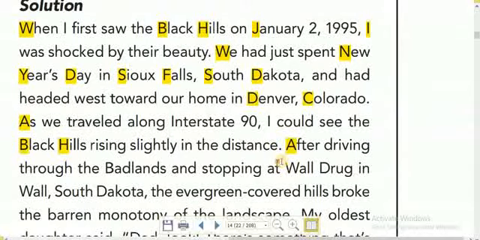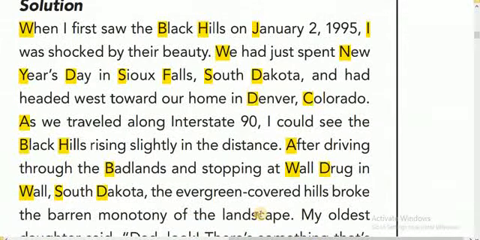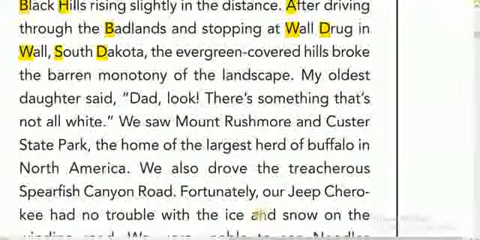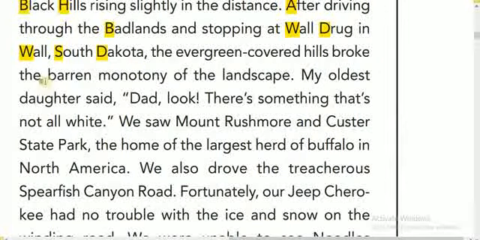How do I understand that this is a new sentence? Because we got a full stop here. Okay. After driving through the Badlands, this is a noun. Badlands and stopping at Wall Drug, this is a noun. In Wall, this is a noun. Wall, South Dakota. This is a name. We said that if it's a name, capitalize it. The evergreen covered hills broke the barren monotony of the landscape. A full stop. Because this is a new sentence.